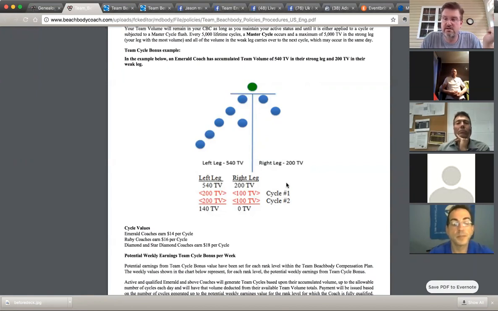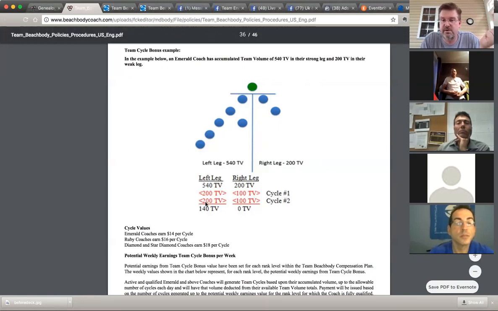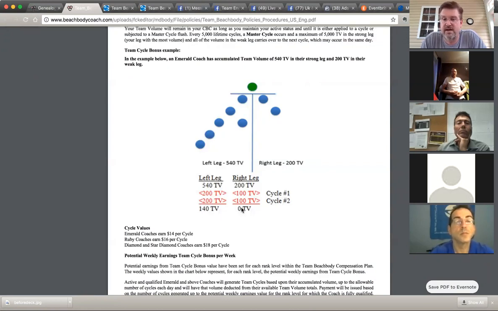So for every $200 on one leg and $100 on the other leg, you are going to get a team cycle bonus. Okay, so let's look at this example here. $200 on your left, $100 on your right, that's cycle number 1. And then you have another 200 and another 100, that's cycle number 2. When you subtract those, that leaves you with 140 team volume points left over, okay? And you can't cycle again because you don't have another $100 on your right, so your right's down to 0. So in this example, you have 2 cycles, and as an Emerald coach, you get $14 a cycle. So that's $28, okay?